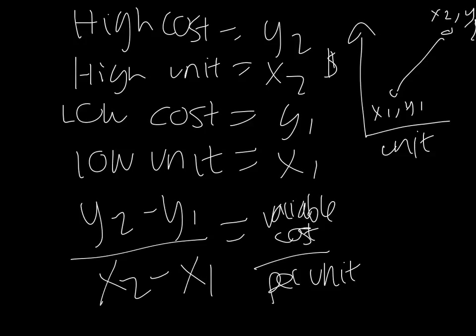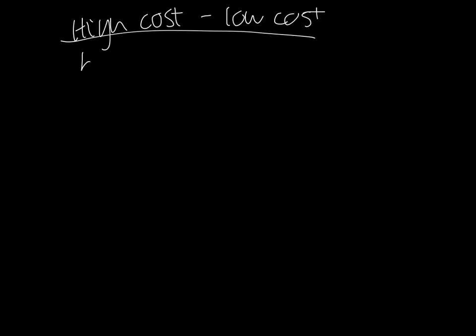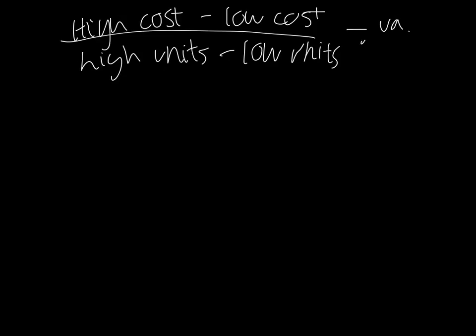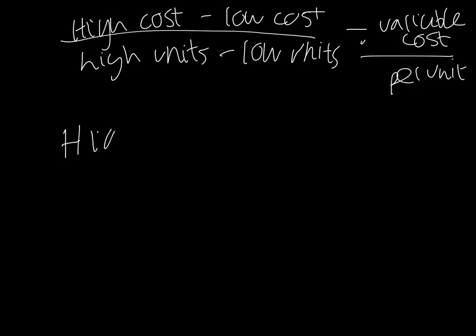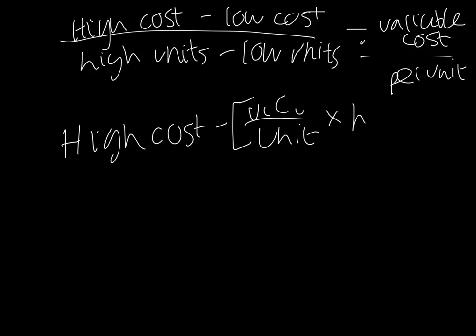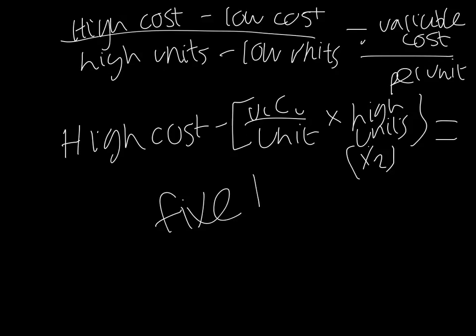This can also be used to find fixed cost. As you recall from earlier, the high cost minus the low cost divided by the high units minus the low units is equal to the variable cost per unit. In order to find the fixed cost in the high-low method, you take the high cost minus the variable cost, abbreviated VC, per unit, times the high units, or in algebraic form x2, which is equal to the fixed cost.